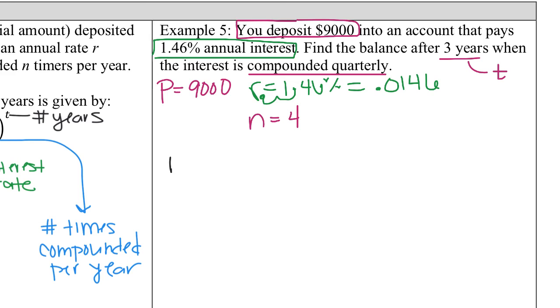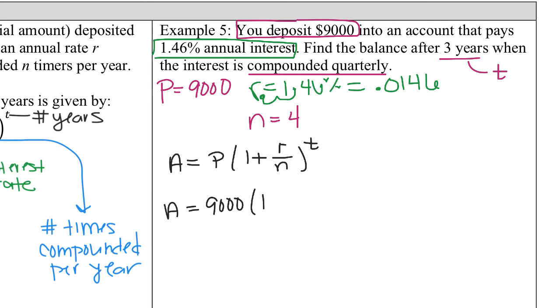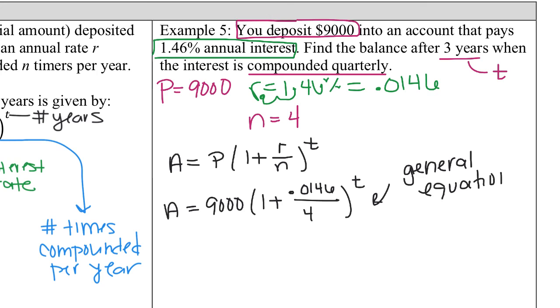So let's write down the original equation. A equals P times 1 plus R over N to the T. Let's write the general equation first, then we'll figure out the balance after 3 years. So the general equation, the P is going to be the $9,000 that you originally put in the account, 1 plus the R as a decimal, the rate was 0.0146. The N is compounded quarterly, so it's a 4, and then to the T. So this is the general equation that you can use for this account after so many years.